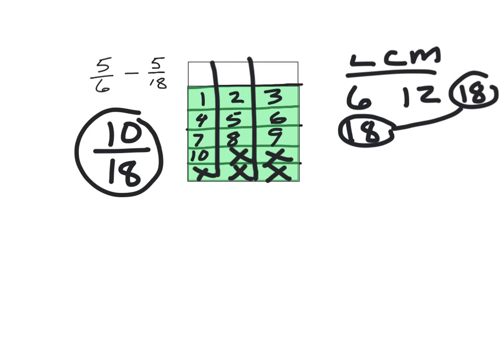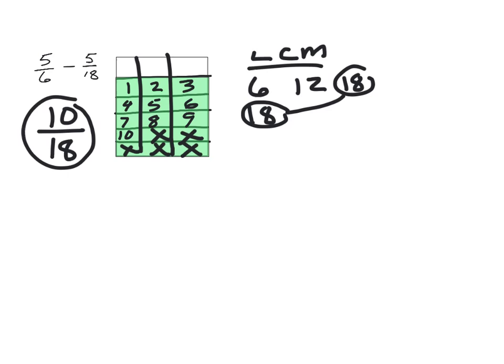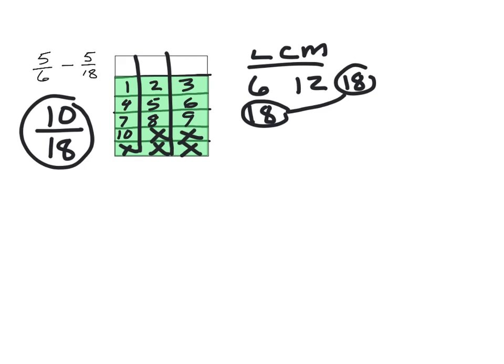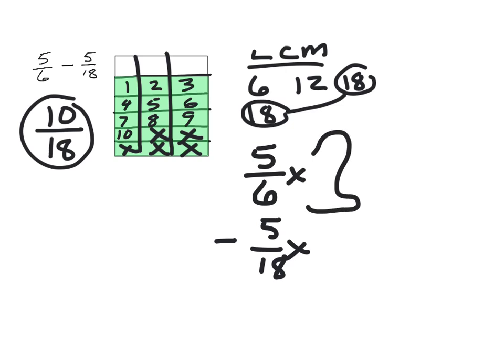10 18ths. Now let's go ahead and see how the algorithm works, and I'm going to do that right over here. So I'm going to write 5/6 minus 5/18ths, and the first thing I got to do is multiply both of these by the giant 1.